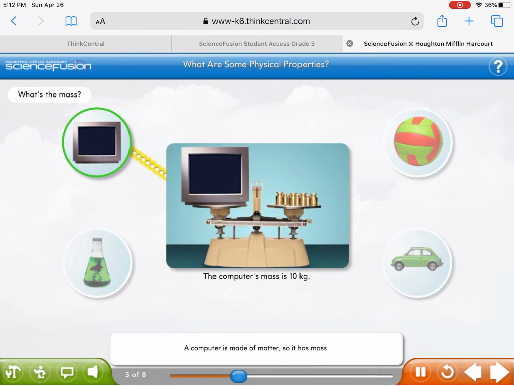Here's a computer. A computer is made of matter, so it has mass. The mass of this computer is 10 kilograms. So this thing that's in the picture is called a balance scale. So you put something on one side and you add weight to the other side until both sides equal the same weight. So they'll balance out and they'll be level with each other. And that line in the middle that's sticking up above them is a little black needle, and when it's lined up right in the middle, it tells you that both sides are equal to the same weight.